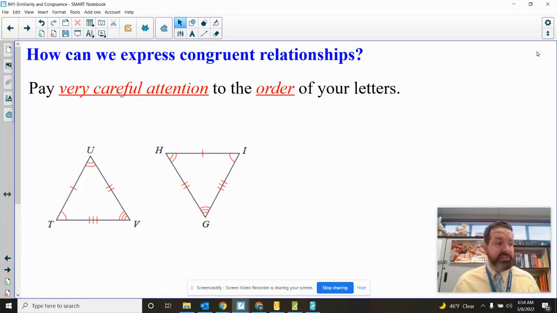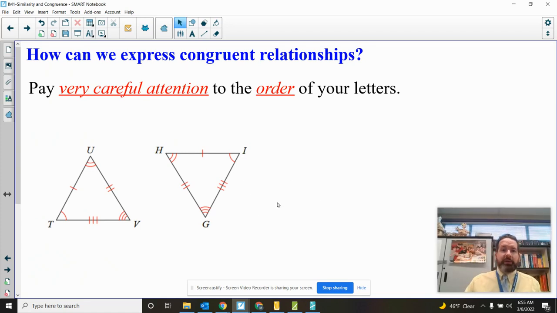So in the previous discussion, we talked about how to tell if shapes are similar and how to use that information. This one's going to focus on congruent shapes. Most specifically, how do you express that relationship and how can you use those congruence relationships to figure things out? So let's take a look here.